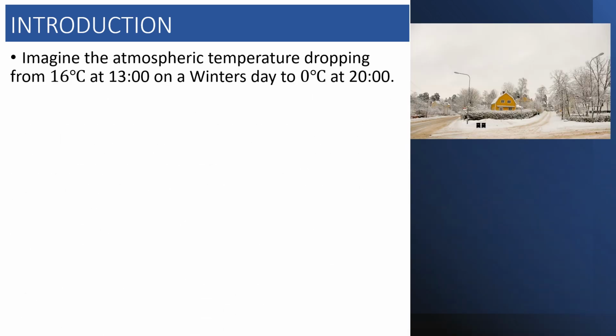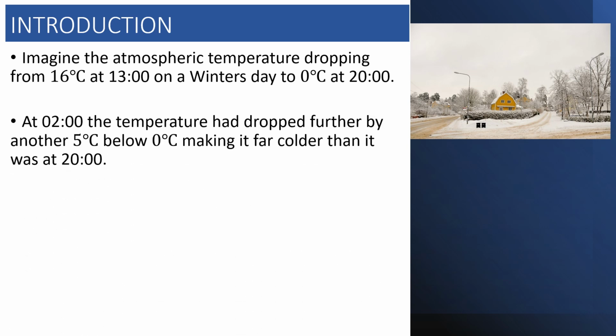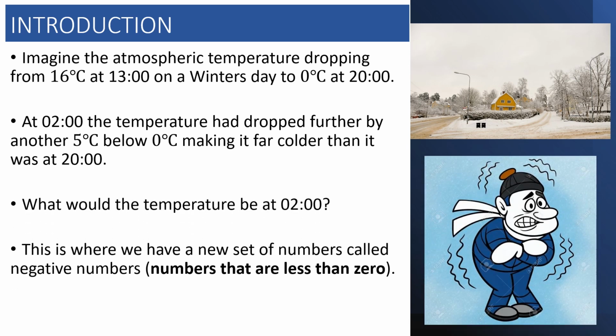Imagine the atmospheric temperature dropping from 16 degrees Celsius at 1 o'clock on a winter's day to 0 degrees at 8 o'clock. At 2 a.m., the temperature had dropped further by another 5 degrees Celsius below 0 degrees Celsius, making it far colder than it was at 8 o'clock. What would the temperature be at 2 o'clock? Now this is where we have a new set of numbers called negative numbers, which are numbers that are less than 0.